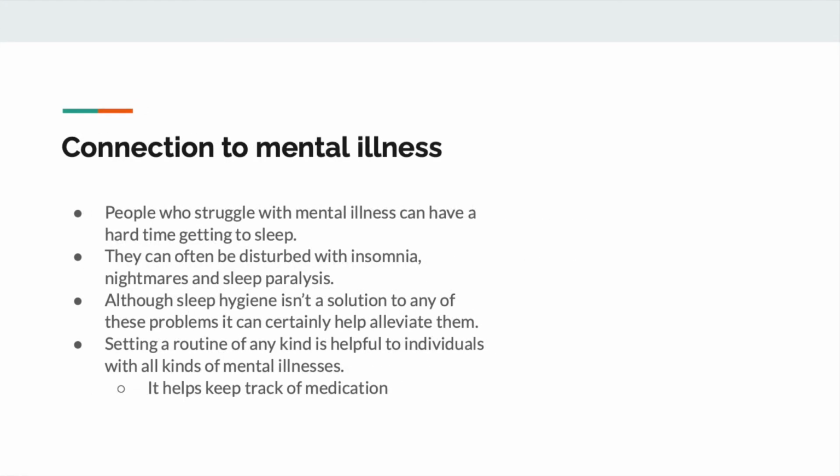While sleep hygiene is important for everyone, we specifically want to focus on individuals who are struggling with mental illness and how sleep hygiene is extremely important for them. This is because people who struggle with mental illness can have a harder time getting to sleep. They can often be disturbed with insomnia, nightmares, and sleep paralysis. Although this isn't common in all mental illnesses, it is common in a lot of them.